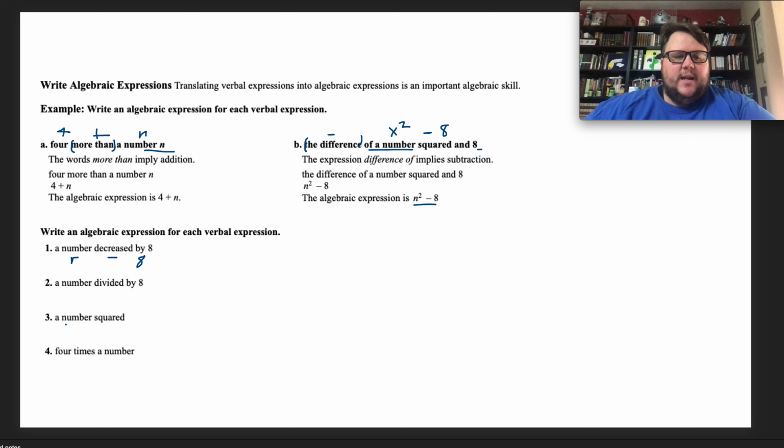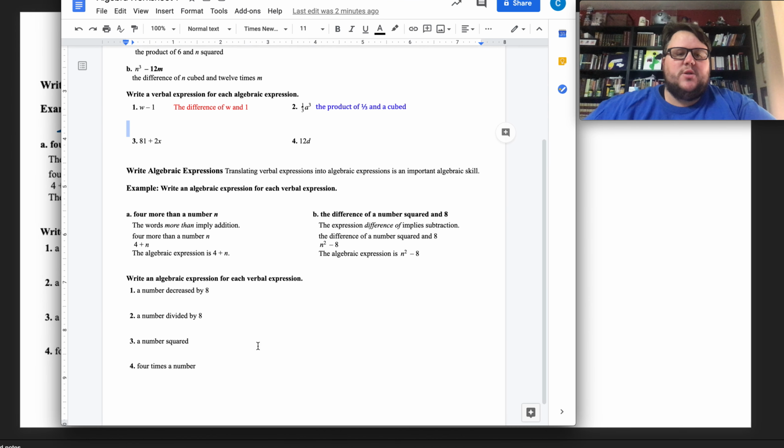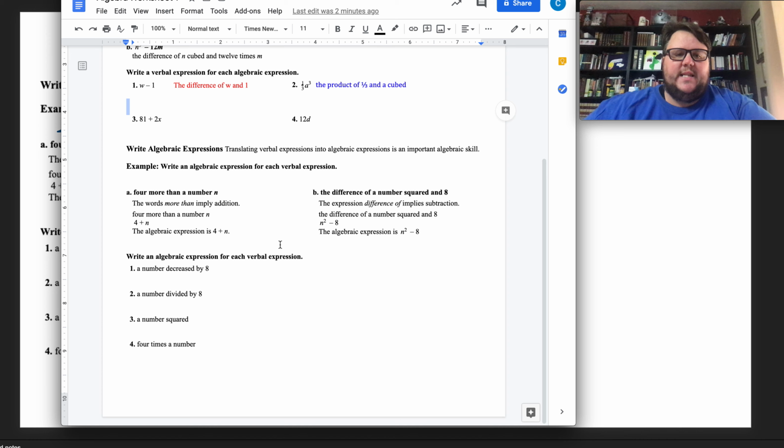Let's look at number 3. A number squared. So that means a number, let's go with y. Why not? Squared means to the second power. The reason I did that one is because I want to share with you how you're supposed to put this in over here.